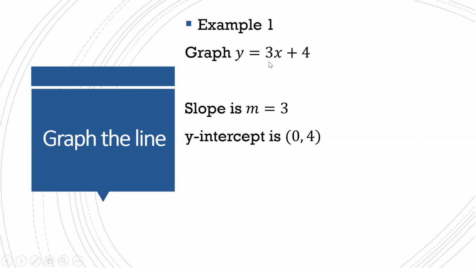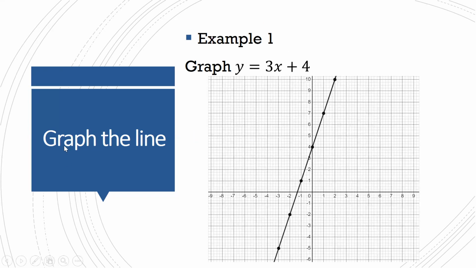Then we're going to notice that the slope is 3. So we have a slope of 3 and a y-intercept of (0, 4). Those two pieces of information are all I need to graph. So what I would do is start at (0, 4), and the slope of 3, I'm going to think of as 3 over 1. That means I'm going to go up 3 and to the right 1.